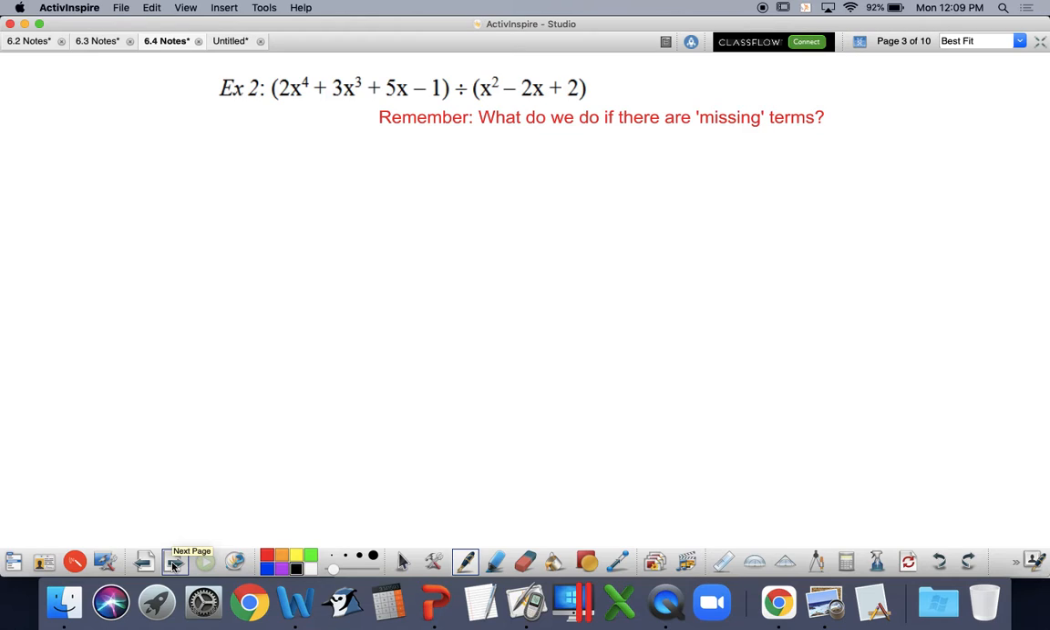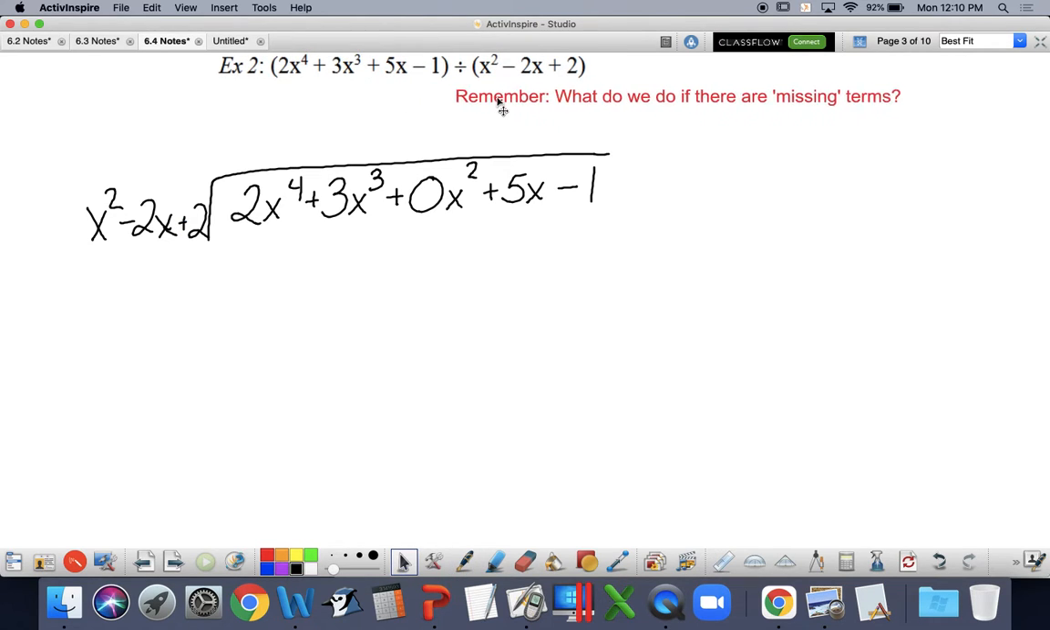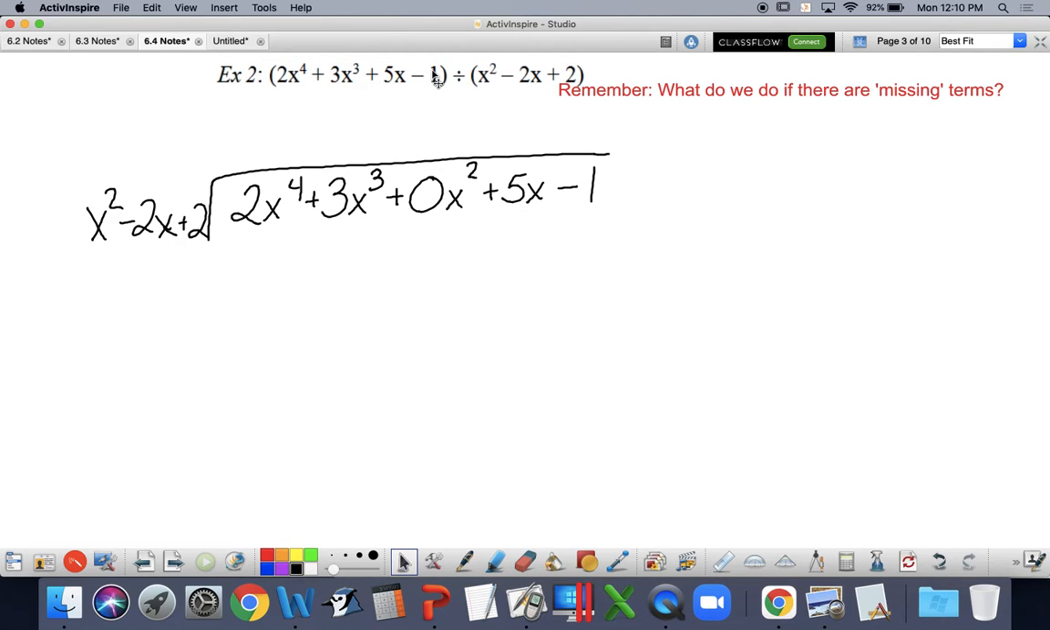So obviously I put this one in here right away. What term am I missing? x cubed. Not cubed, squared. I'm missing an x squared. So as I set up this problem, I'm going to put in a 0x squared. And I'm dividing by this whole thing: x squared minus 2x plus 2. Make sure I don't run out of room.